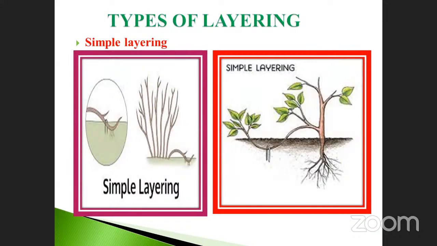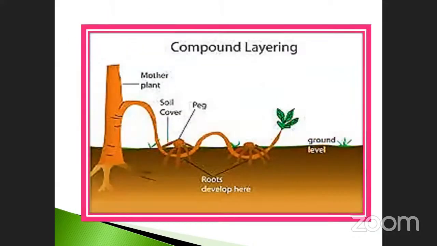The parent is also there. With the attached stem, you make a small cut here and bury it under the soil, and you can get roots after a few weeks. Then cut the plant branch and place it into a favorable condition. You will get a new plant like the parent. It is also a type of layering. Okay, go to the next one.